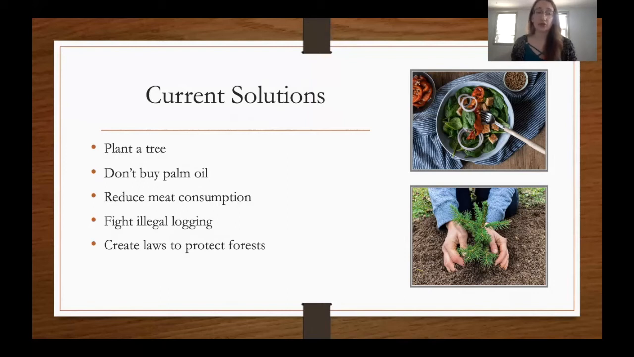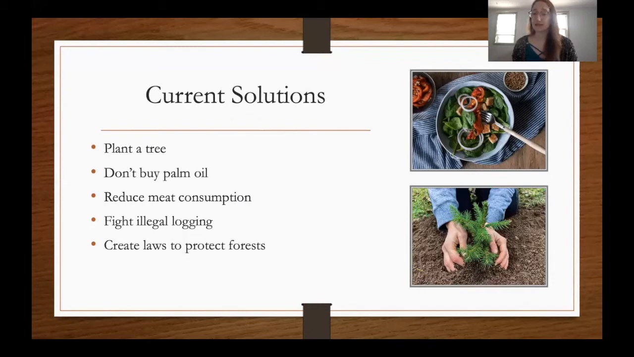On a larger scale, we are trying to fight illegal logging. That is one of the main issues that specifically the Amazon is having, and also create laws to protect the forest within each country and globally so that we have stronger consequences for that logging when it's not sustainable.